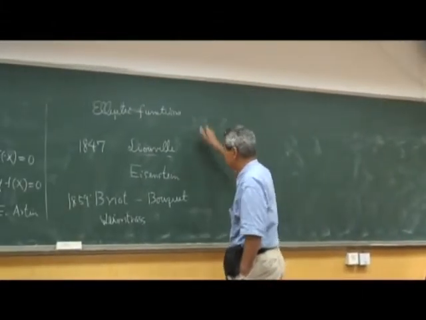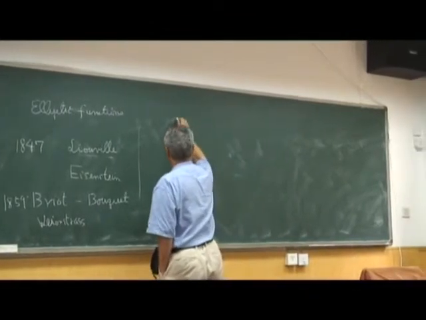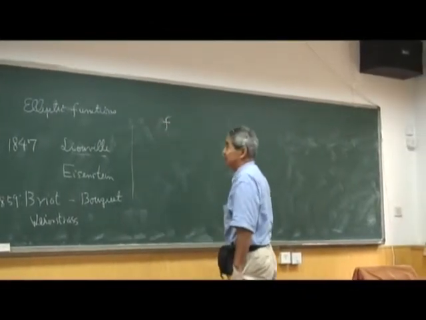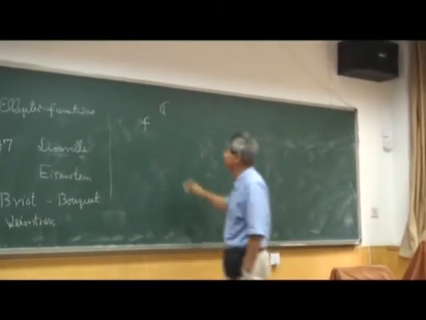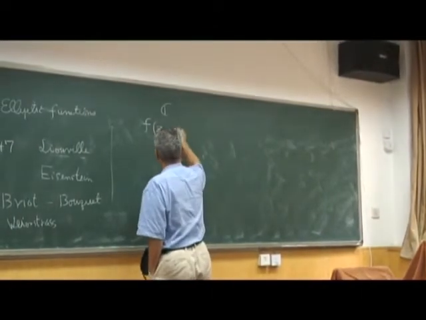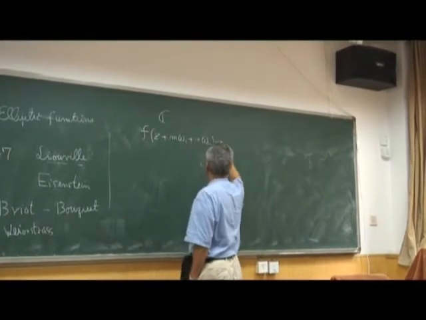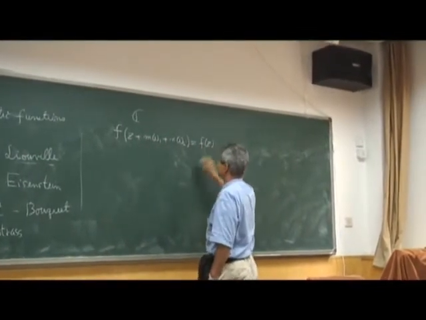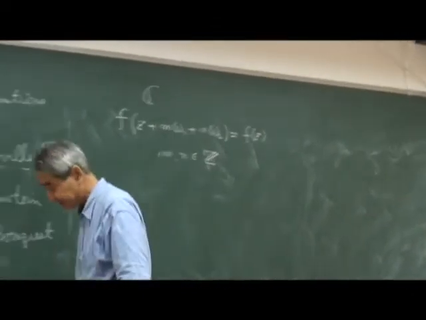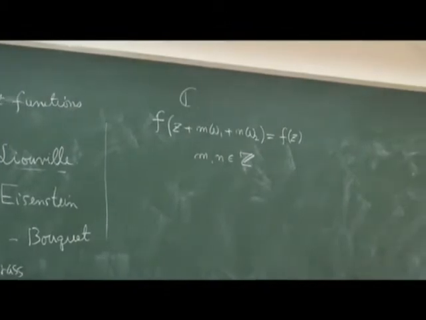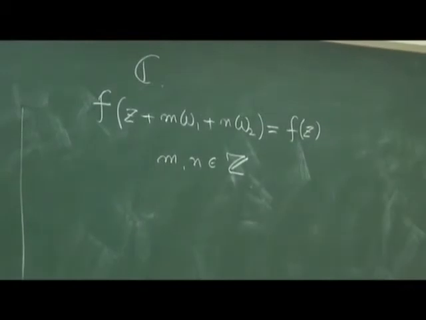So what they want to do is, you want to find some function f, which is a function on the complex plane, such that it has two independent periods. Okay, m and n are integers. And what kind of condition do you have to pose?